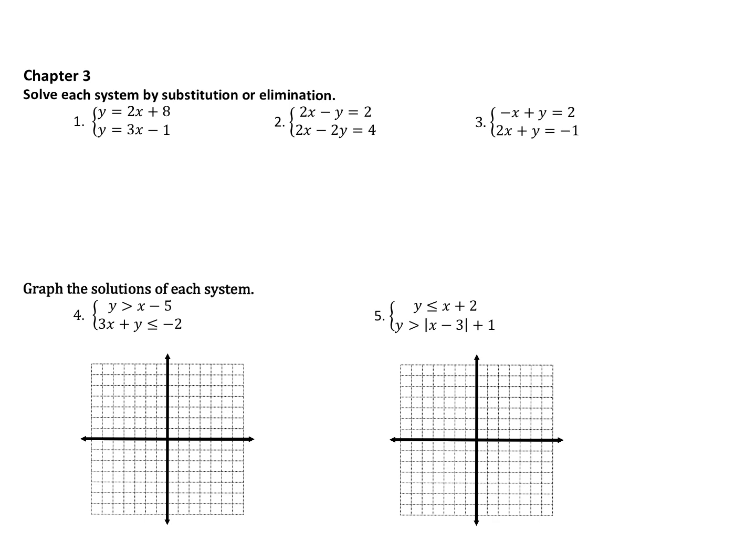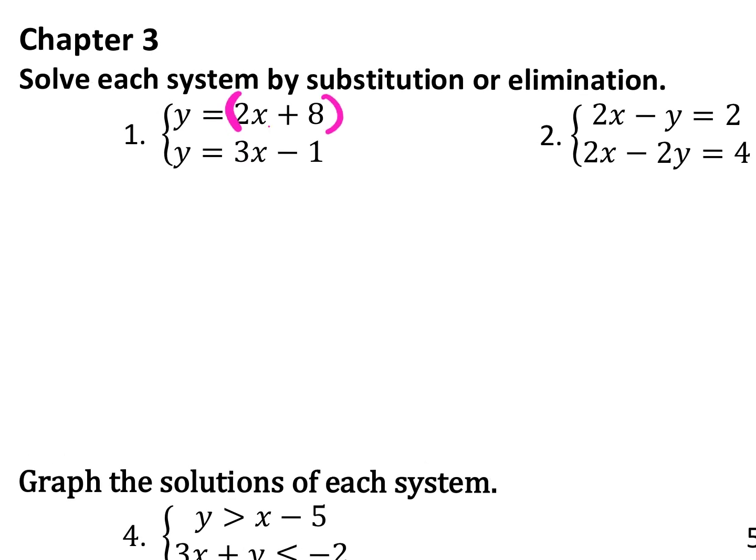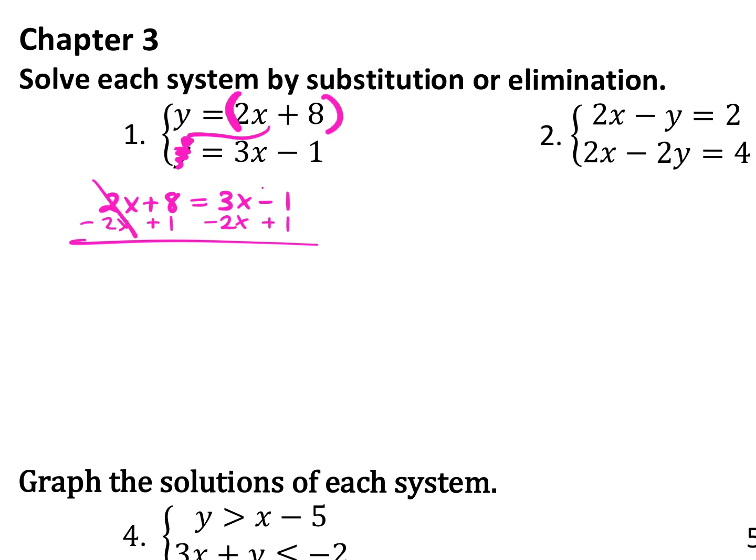So the thing is, if I know what y equals, for instance, 2x plus 8, I can say, well, if I know that's the value of y, then take out y in this bottom one and put in the 2x plus 8. So it'll be 2x plus 8 is equal to 3x minus 1. So we're going to take away the 2x and we're going to add the 1. So this goes away, that goes away. We are left with 9 is equal to x. Okay, so that's our x value.